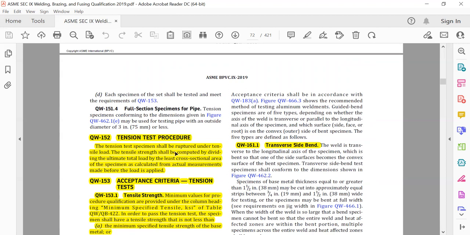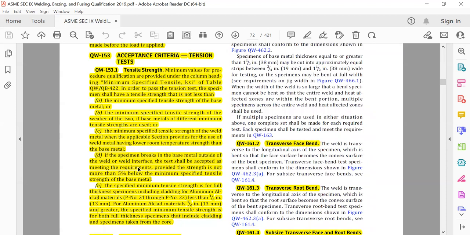Procedure: the tension test specimen shall be ruptured under the tensile load. The tensile strength shall be computed by dividing the ultimate total load by the least cross-sectional area of the specimen as calculated from actual measurement made before the load is applied. Acceptance criteria for tension test.